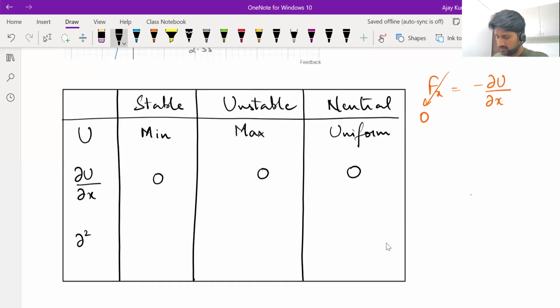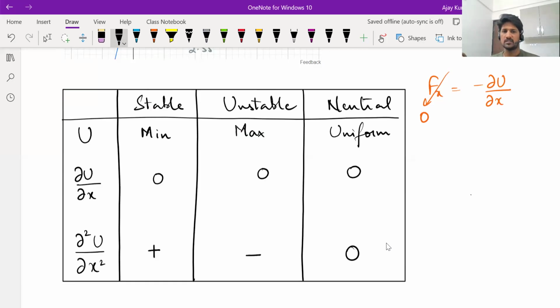Partial derivative can be done twice also, nothing wrong in that. Dou square u by dou x square. When energy is minimum, or when any function is minimum, second derivative has to be positive. When any function is maximum, second derivative has to be negative. When any function is uniform, second derivative will also be 0. Mathematically, this is how we identify whether a particular position corresponds to stable equilibrium or unstable equilibrium or neutral equilibrium.